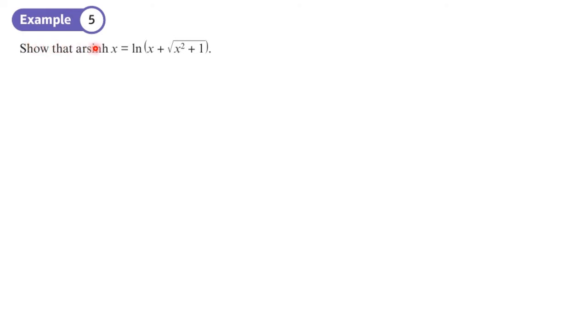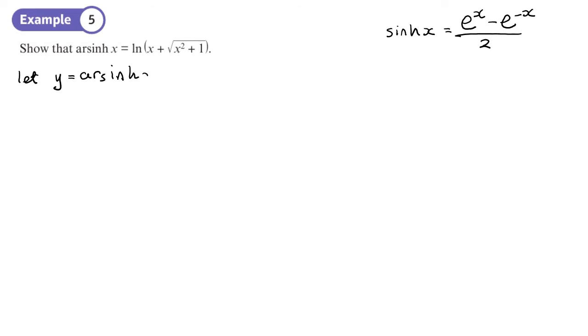Right, show that arsinh x equals that. Okay, so I'm going to write the definition for arsinh x over here. I'm sure that's going to be useful in a moment. And the first thing I'm going to do is I'm going to say let y equal arsinh x. Then I'm going to do sinh to both sides. So I end up with sinh y equals x.